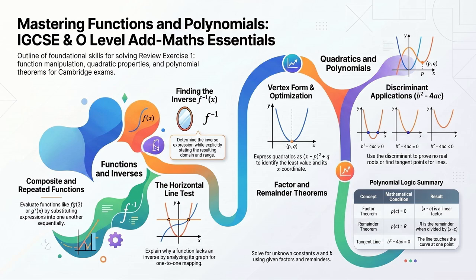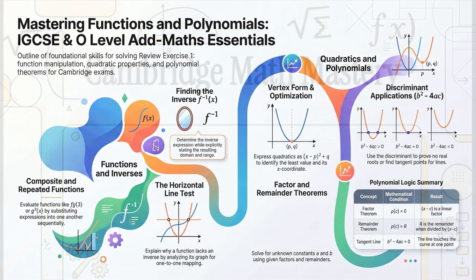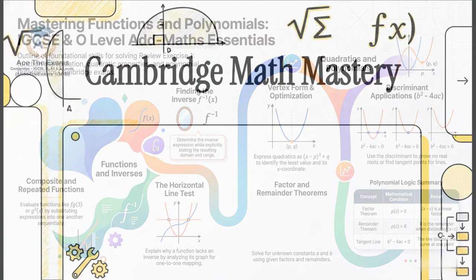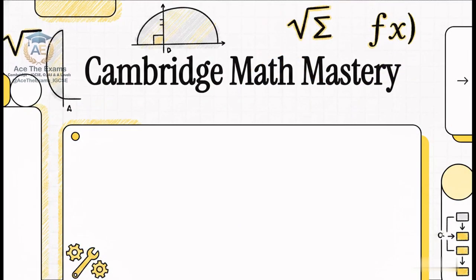Picture this. You're in the exam hall. The clock is ticking relentlessly. You flip open your Cambridge Mathematics past paper, maybe it's syllabus code 0580 or the rigorous 0606, and boom, you are immediately hit with a wall of complex algebra. Deadline pressure is a very real, very physical thing.